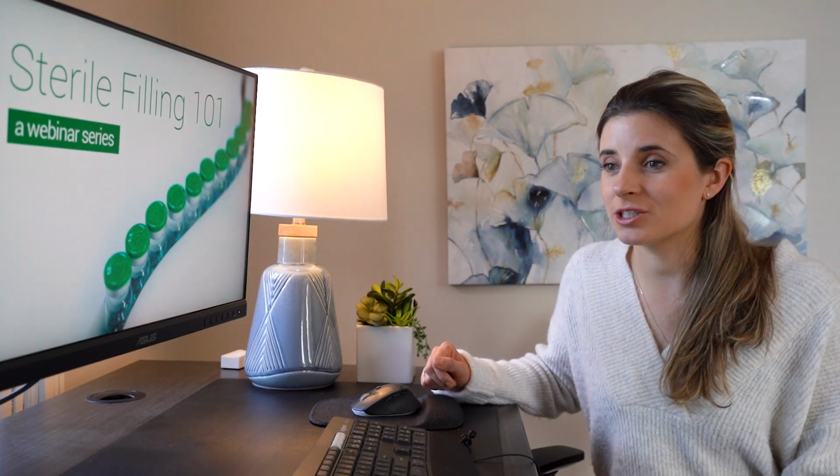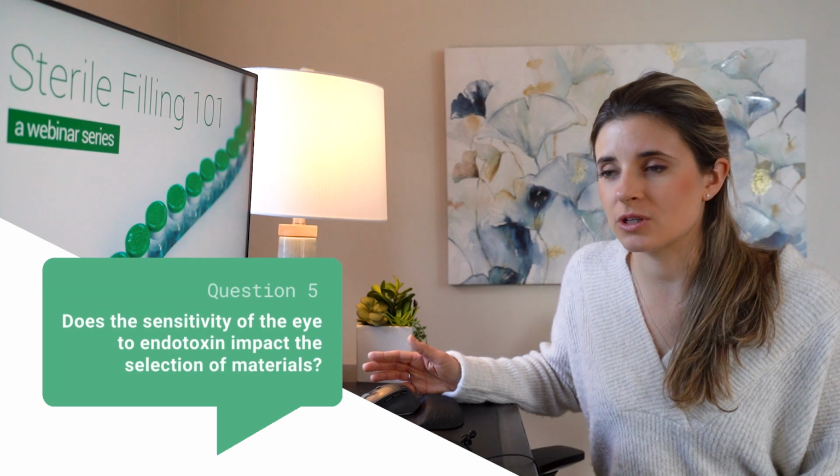Thank you, Sean. Back to Xu Feng. Does the sensitivity of the eye to endotoxin impact the selection of materials? Certainly. As we described in the webinar, because the eye is sensitive to endotoxin, we want to reduce the endotoxin level throughout the process. One crucial piece of this control is through selection of materials. We want to use materials with the lowest level of endotoxin available and from qualified vendors, with a certificate of analysis showing low levels of endotoxins. If such material or vendor is not available, we have to assess the risk of using such material.